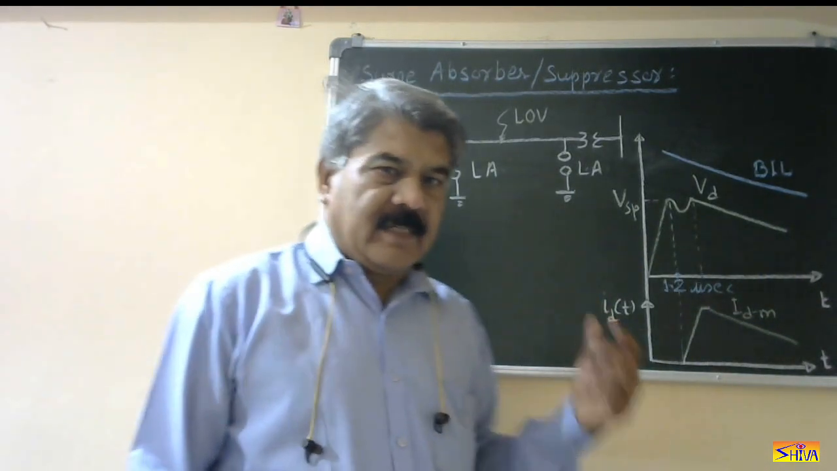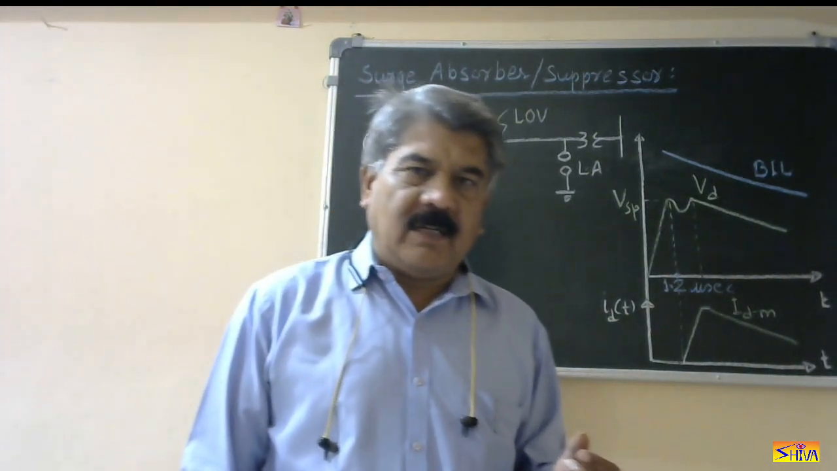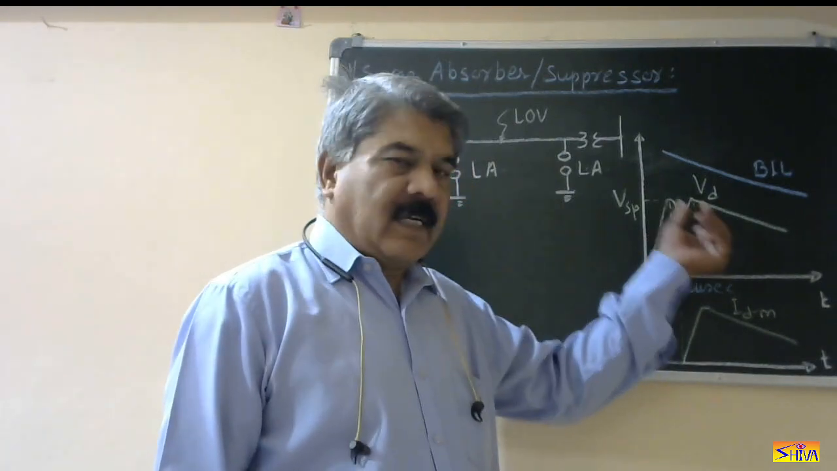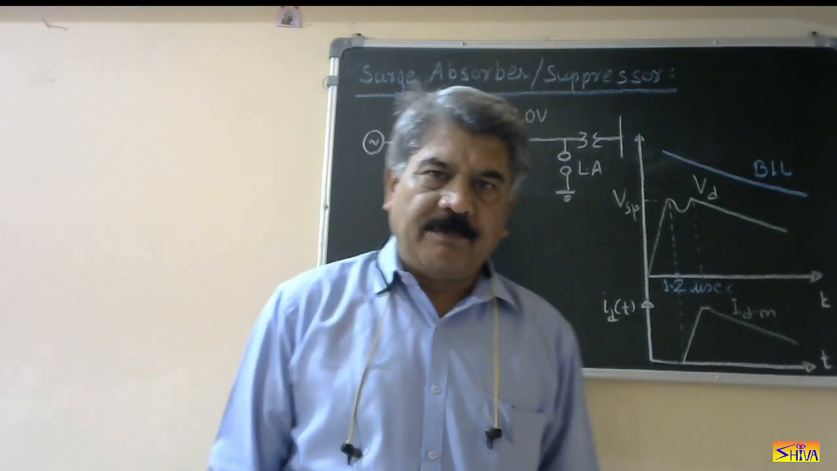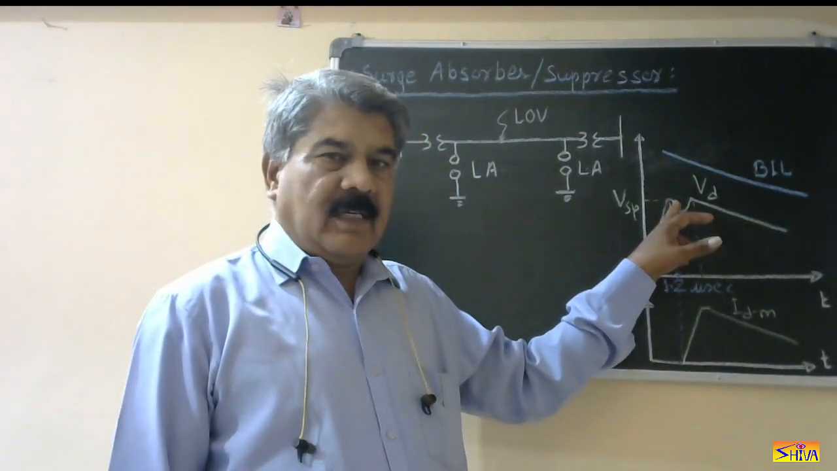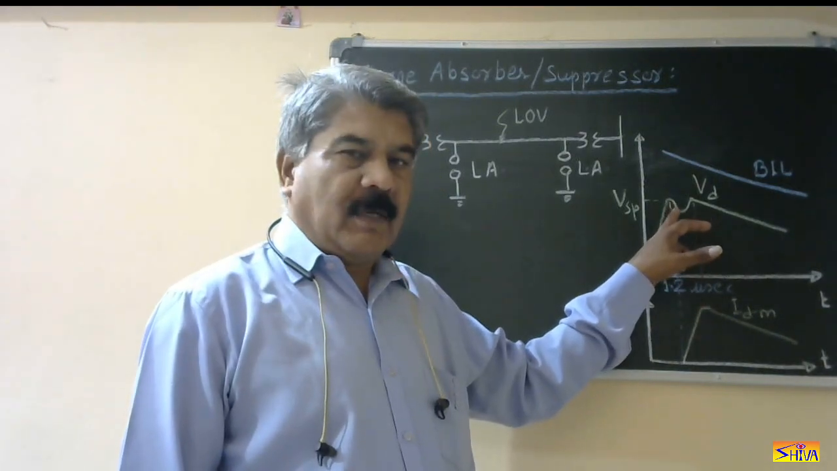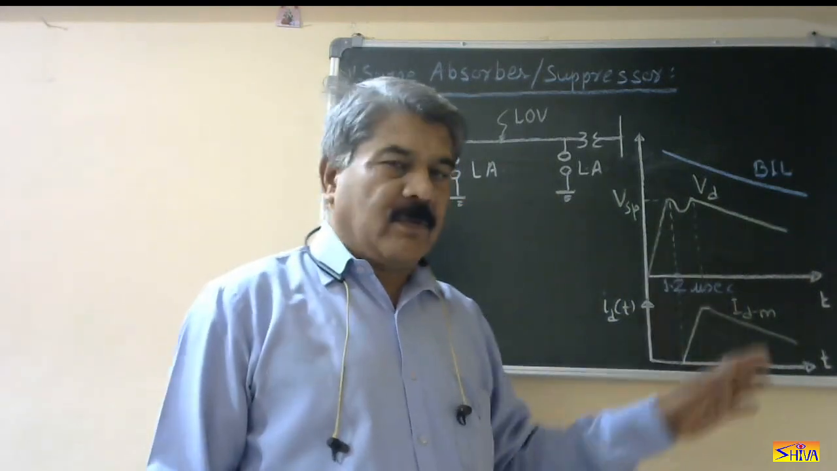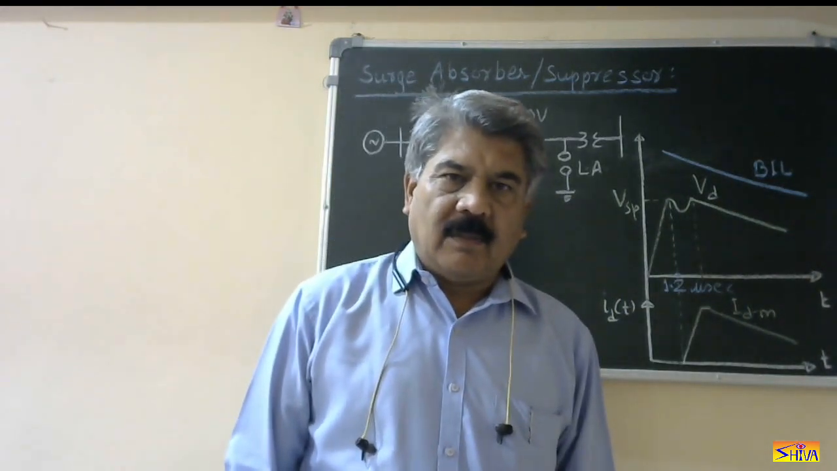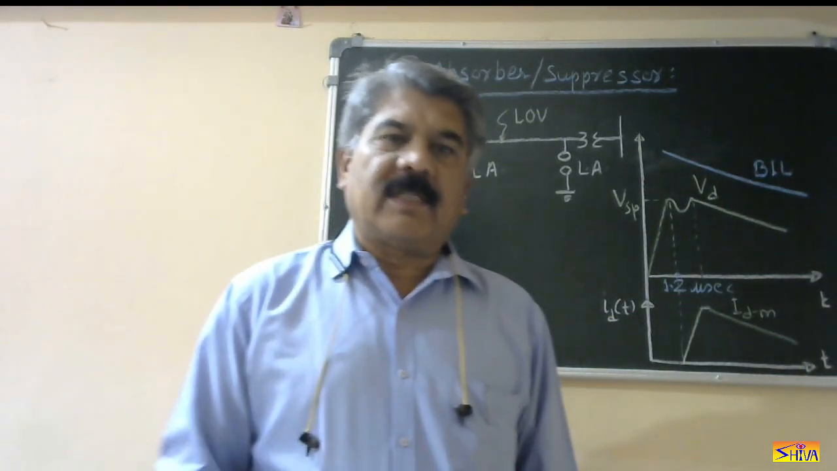Now as per Indian standard, when we test the equipment for lightning over voltage, we take a standard impulse voltage wave of 1.2 by 50 microsecond duration. 1.2 microsecond is the time to reach to the peak value, that is called as rise time or front time, and 50 microsecond is the decay time. Now this is standard, so it is based on statistics.